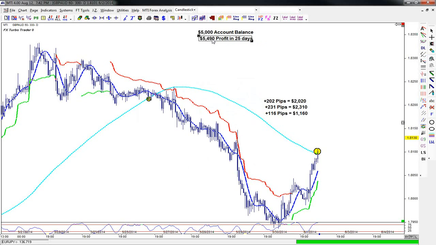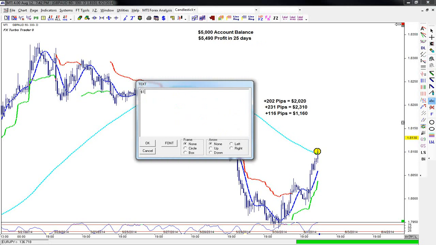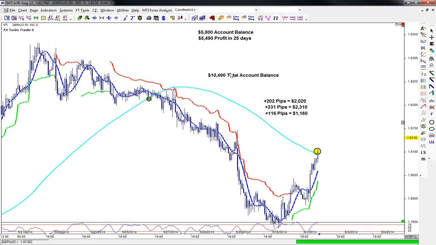Well, what does that mean? What does that mean at the end? Well, what that basically means is this: what you have now in your account is $10,490 total account balance. So how many of you would like to more than double your account in less than 30 days? How many of you would be okay with that?